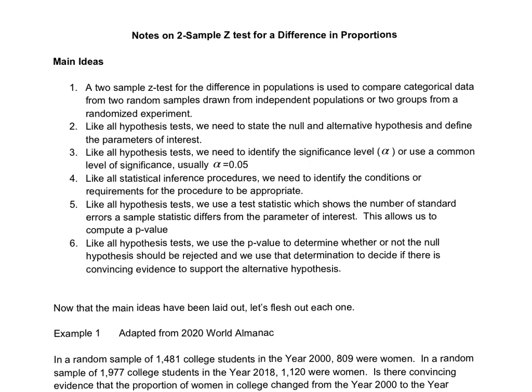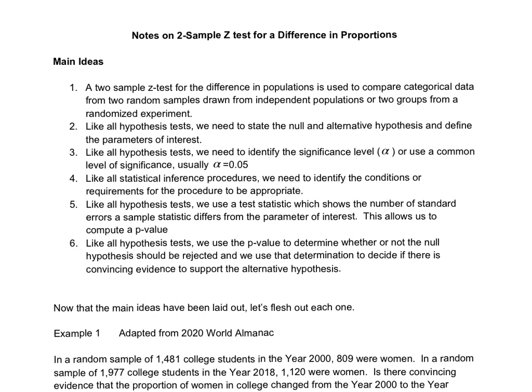Like all statistical inference procedures, we identify the conditions or requirements. We make sure it meets the requirements, and we'll go through those. Like all hypothesis tests, we use a test statistic. Remember, the test statistic is a z-score: the number of standard errors that a sample statistic differs from the parameter, and that will get us to the p-value. And in the case of a difference of two proportions, we are finding the number of standard deviations that the difference of two proportions is from the true difference.